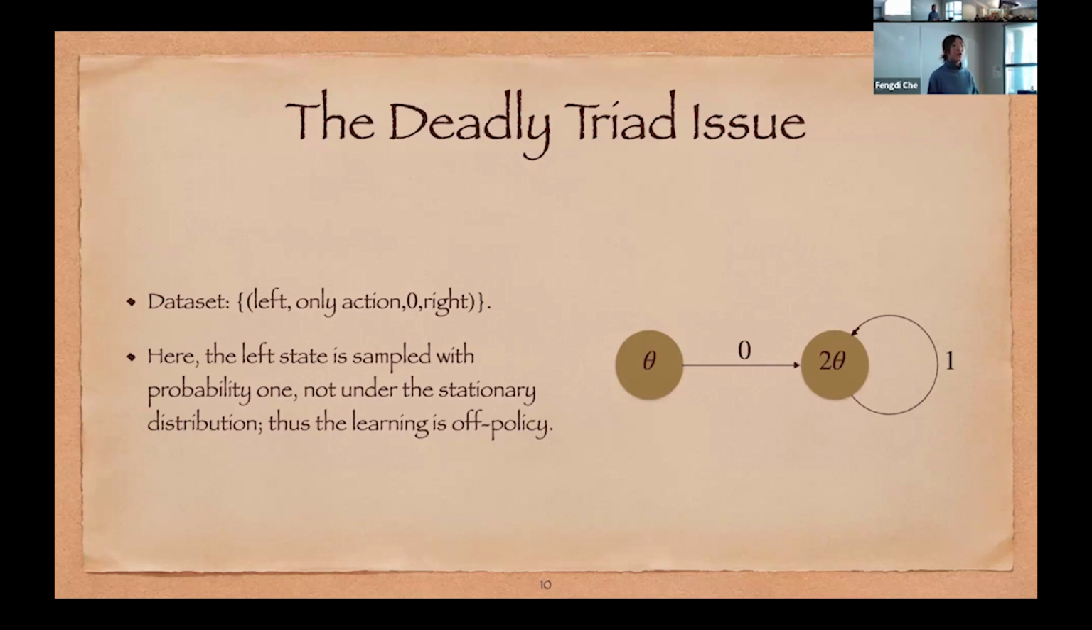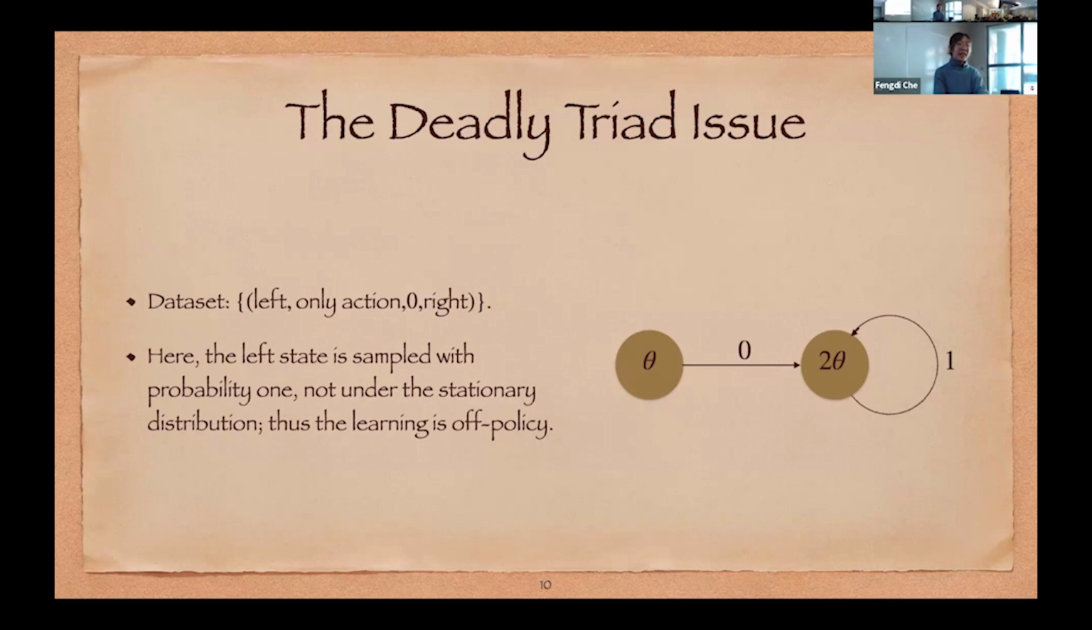Consider we only have one transition in the data set. It's coming from the left state to the right state with 0 reward. Because there is no reward observed, the learned value should be 0, and theta should converge to 0 as well. Also observe that in the data set, the empirical distribution will concentrate on the left state, but the stationary one will concentrate on the right state, because the agent will gradually all move to the right state and stay there. So they are different, so it's off-policy learning.